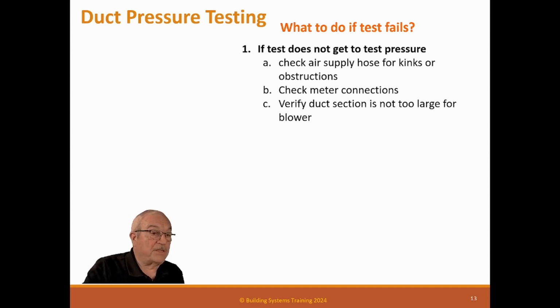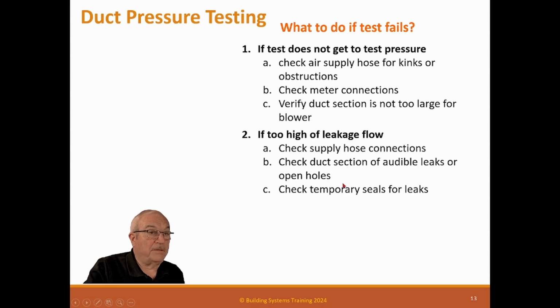We made a mistake somewhere along the line. We have too much area, and that blower won't ever get there. Too high of leakage flow. If it's too high of leakage, you want to check the hose connections again, because if those are leaking and it's got way more air going to it, it's not the duct section, it's your hose.